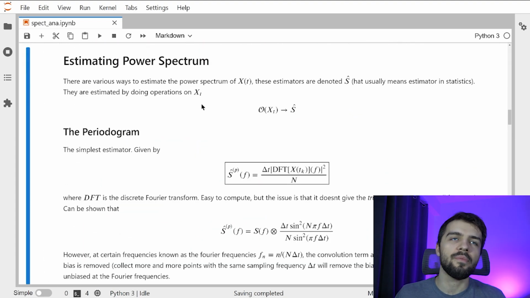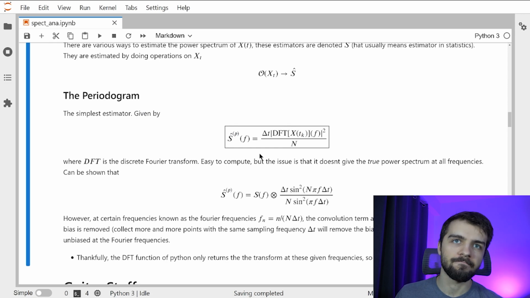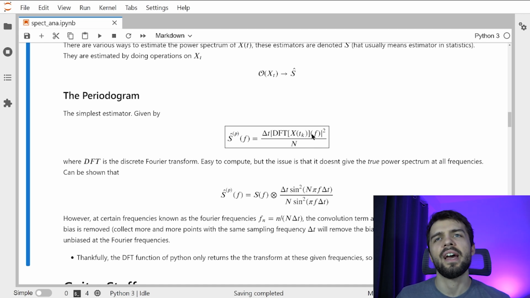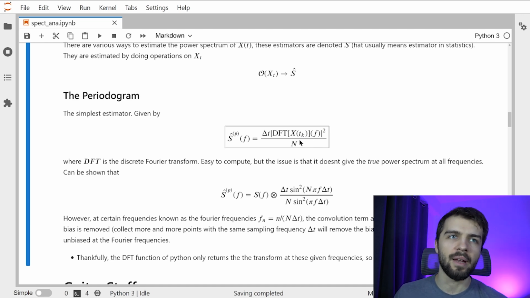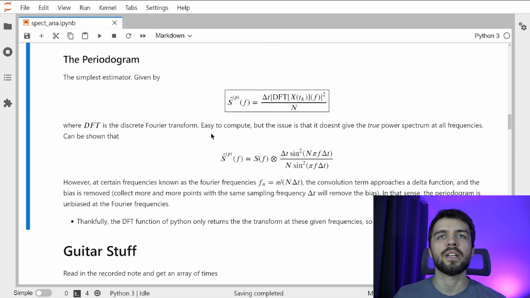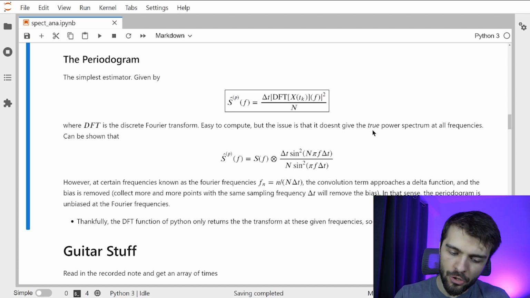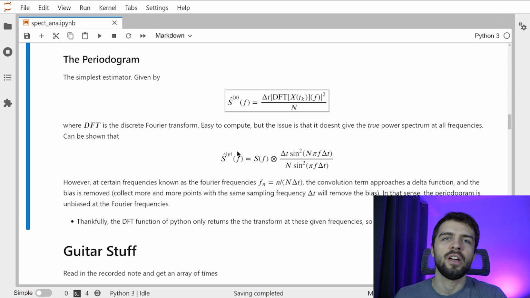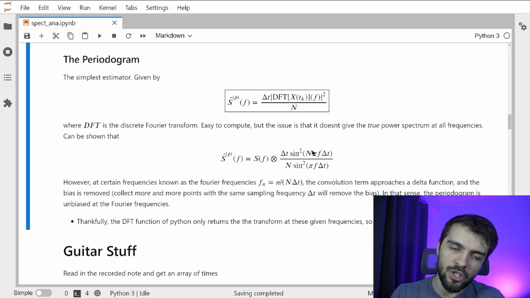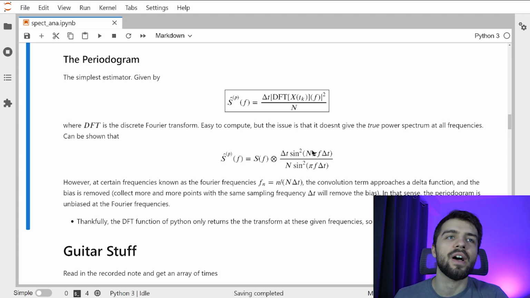And so the most obvious one is the periodogram. And it's given by S hat P, where P means periodogram, of f is equal to delta t times the discrete Fourier transform of x of tk. These are the sampled points. And it's a function of f, and I square it, and I divide by n, which is the length. And DFT is the discrete Fourier transform. Well, it's easy to compute, but it actually doesn't give the true power spectrum at all frequencies. You can show that S P of f is equal to the true spectrum convolved with this function here. So I can't look at it for just any frequency because it won't give me the true value.